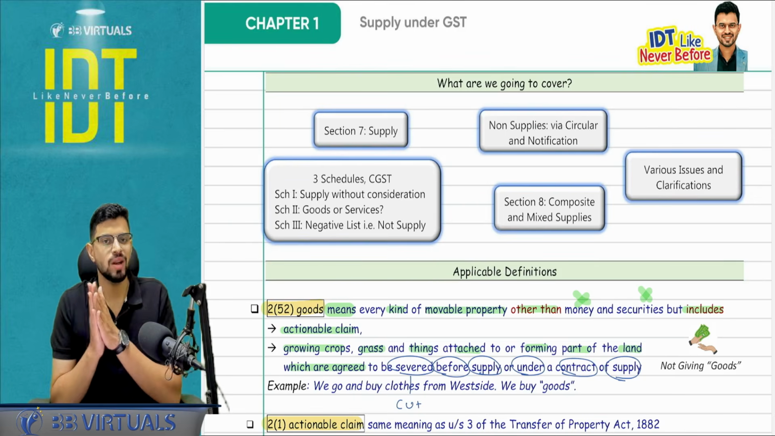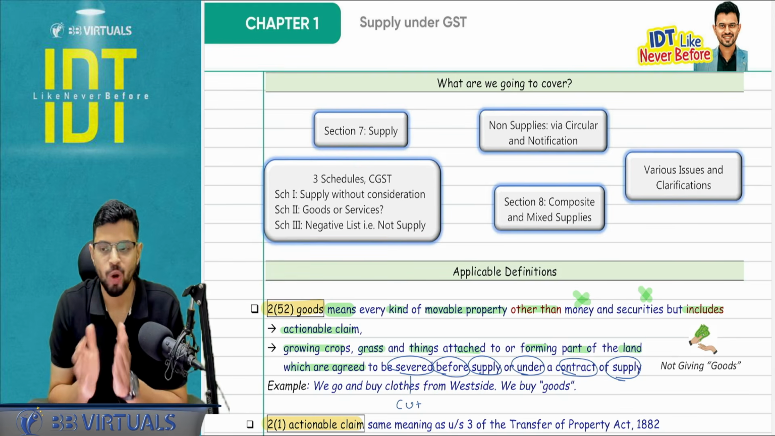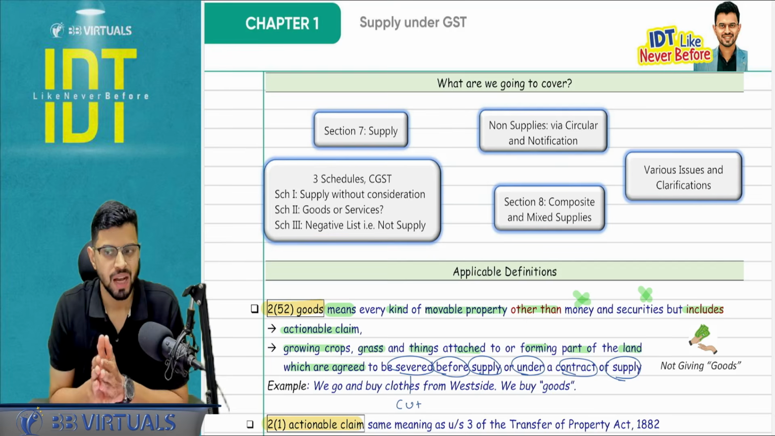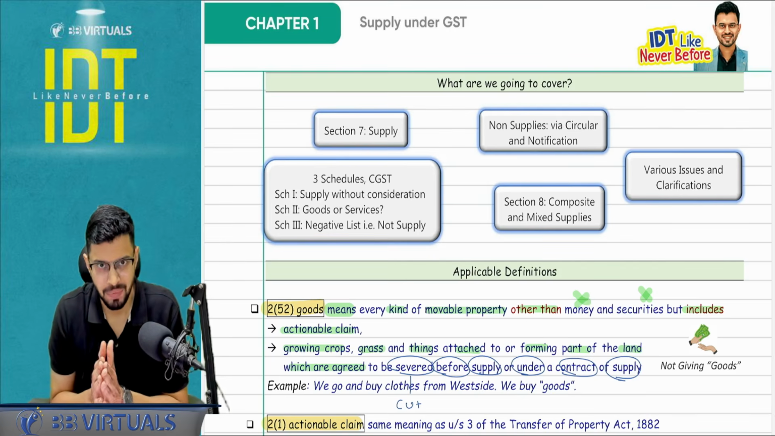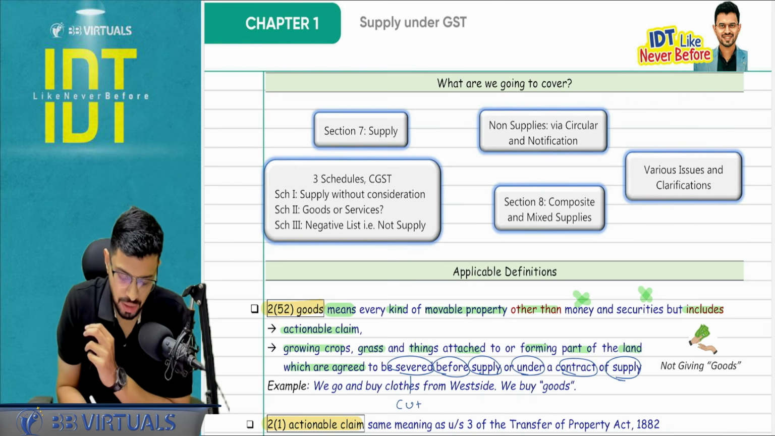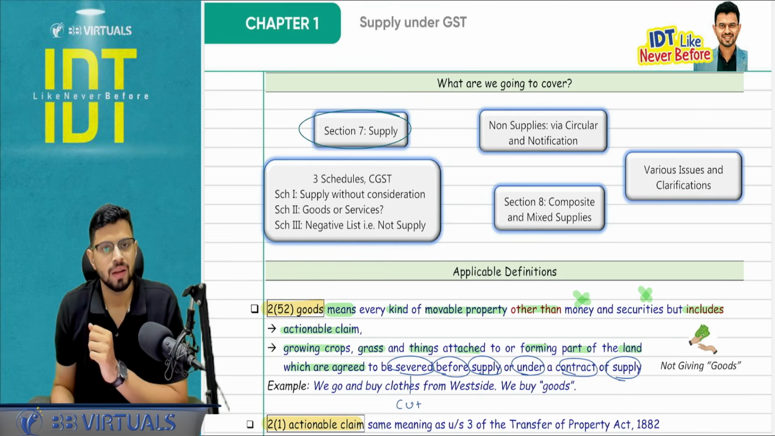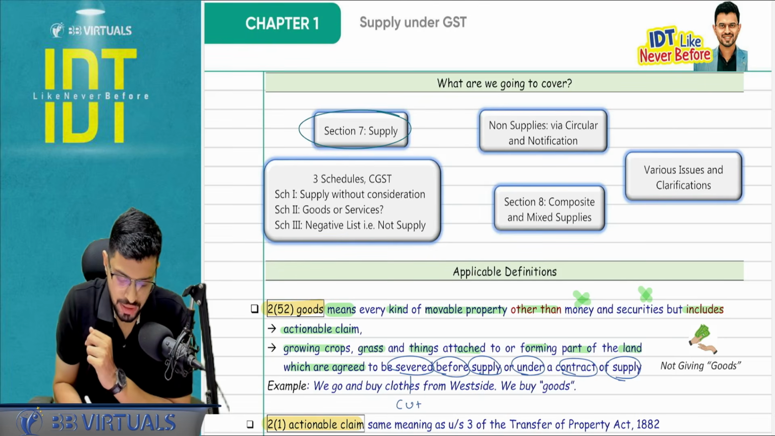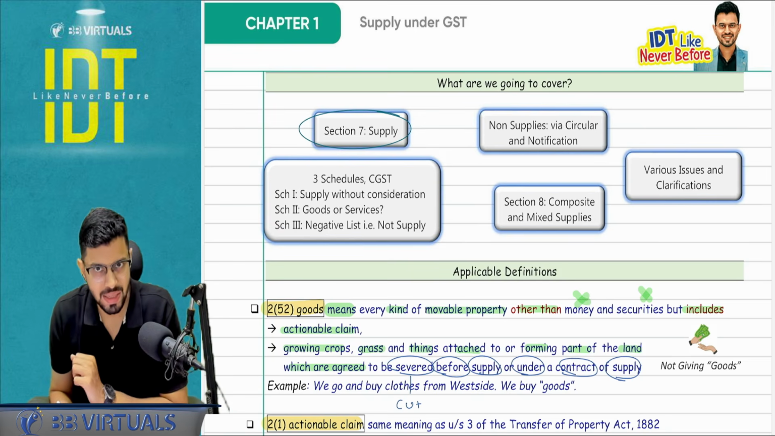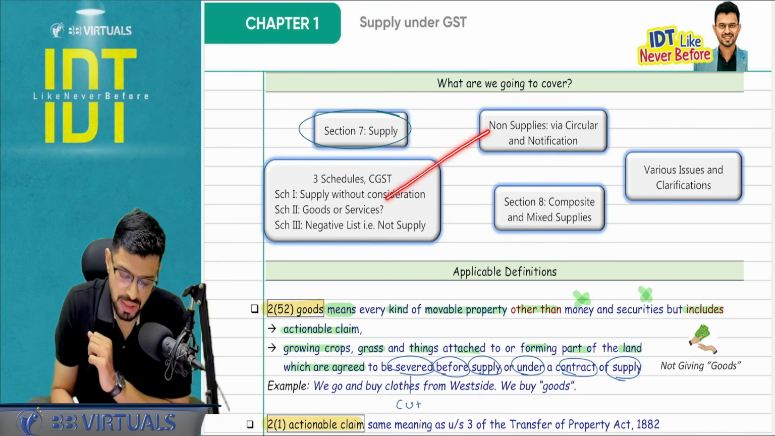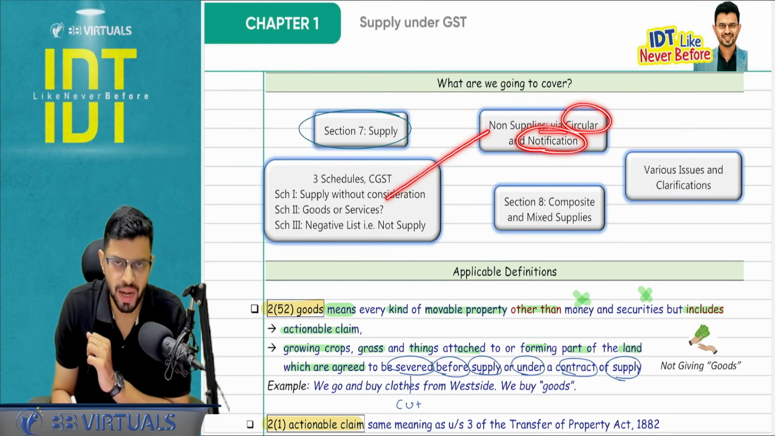Okay. So let's start with the chapter of supply. Sir, what all things are we going to cover? A brief synopsis of what is the coverage of this chapter. We are going to be starting with section number 7, that is supply. Then we are going to be proceeding towards the 3 schedules, the reference that we have already given in yesterday's class. Then there are certain non-supplies which are clarified via circular and notification.